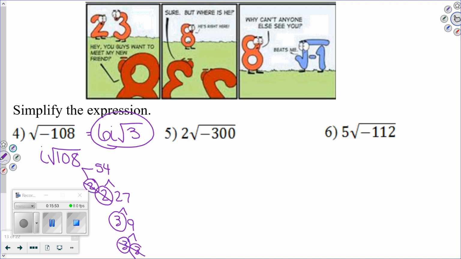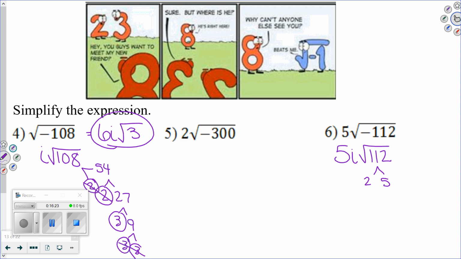Again, I like to jump and skip sometimes when you guys appear to be doing all right. Let's skip 5, jump to 6. Sorry, overachievers. So number 6, right away I recognize there's a negative under my radical, which means there's an i. So I have 5i radical 112. The 5i is just kind of hanging out, right? We're going to ignore him for the time being. Let's do our factor tree on the 112.